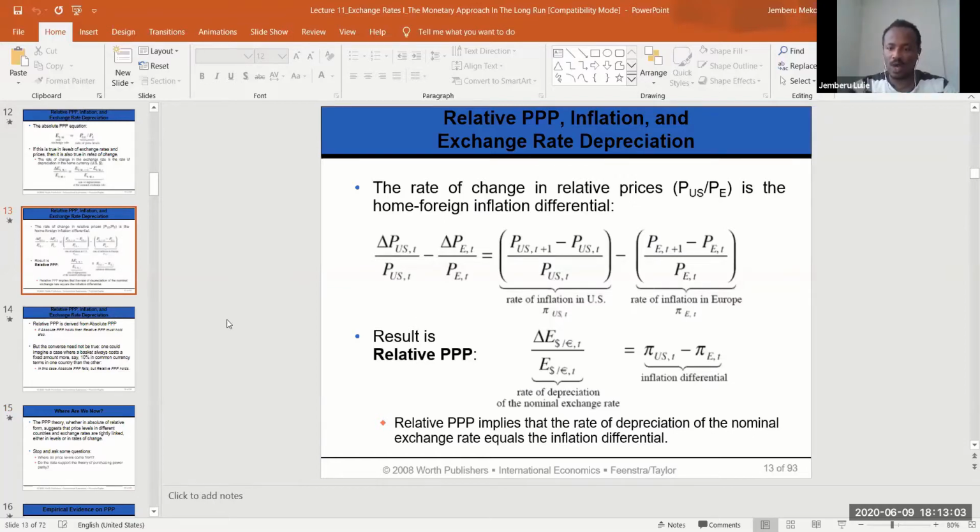So this is one important relationship, that percentage change in exchange rate matches with that of inflation differential. If there is more inflation in Europe, the dollar is going to appreciate. If there is more inflation in US, dollar is going to depreciate. That's the implication of PPP.